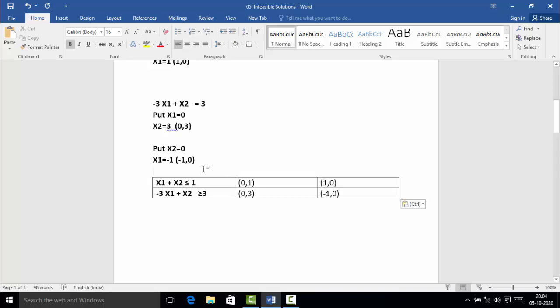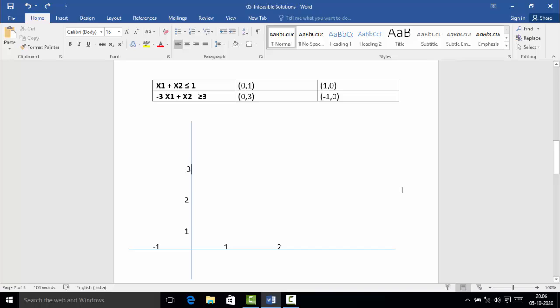Here I would like to summarize our discussion. From constraint 1, x1 plus x2 less than or equal to 1, we got the 2 points, 0 1 and 1 0. From constraint 2, minus 3x1 plus x2 greater than or equal to 3, we got the 2 points 0 3 and minus 1 0. Now we will plot these points on the graph.